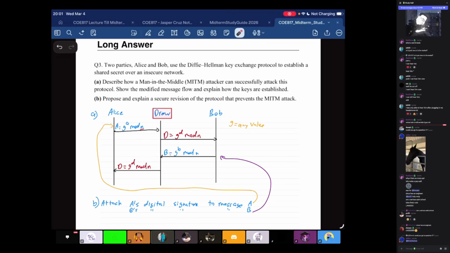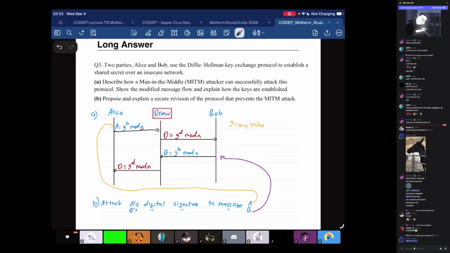And then don't they also establish secret keys? I think I read in the lecture notes that, let's say Alice would derive a secret key using, in this case, D, since Drew interfered and sent a message back. So the secret key would be A to the power of D mod N, something like that. Is that how the secret keys are established in this case? Like you mean the back and forth secret key?